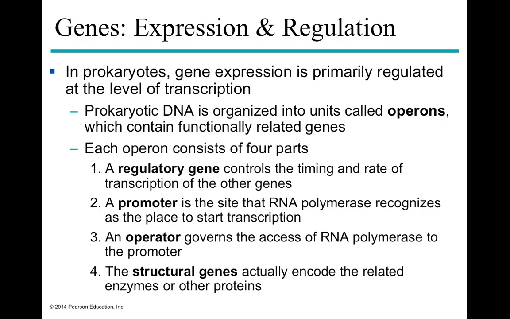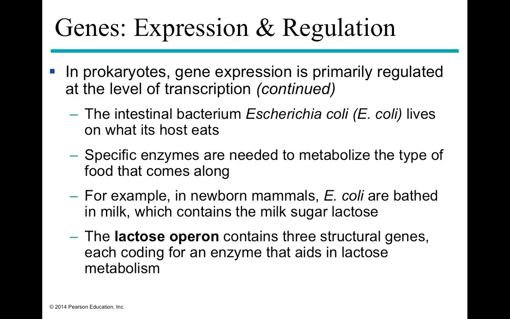The regulatory gene controls the timing and rate of transcription of all of the other genes, so it's the one that regulates what's going on downstream. A promoter is a site that RNA polymerase recognizes as the start site of transcription, so where we're going to begin the copying into RNA. And then an operator is going to allow access of RNA pol to the promoter, or not, right? So an operator can deny access as well. Then we also have structural genes that are going to code for the enzymes or other proteins in the metabolic pathway. So these are going to be the products, basically.